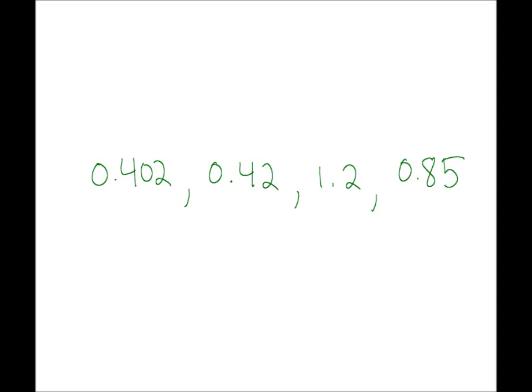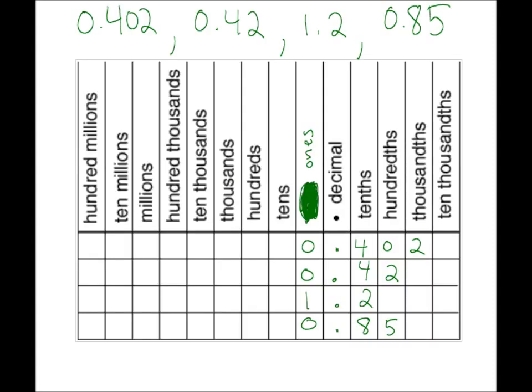I'm going to put them in order from smallest to largest. I notice that all of these numbers have decimal points, so I'm going to put them on a place value chart in order to compare them. You can see that some of the numbers have some blank spots. I'm going to fill those in with zeros. Now that I have the zeros filled in, I can compare them.